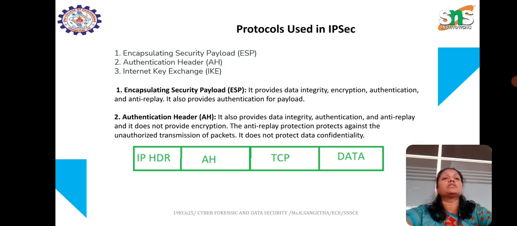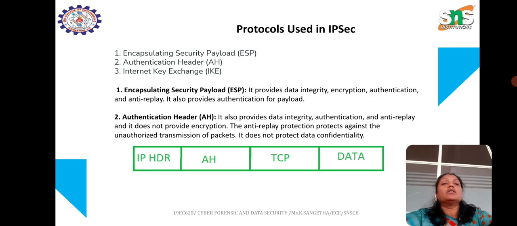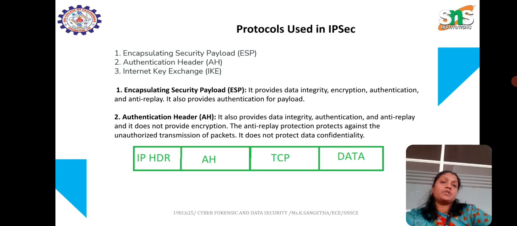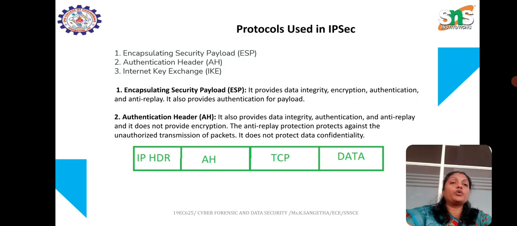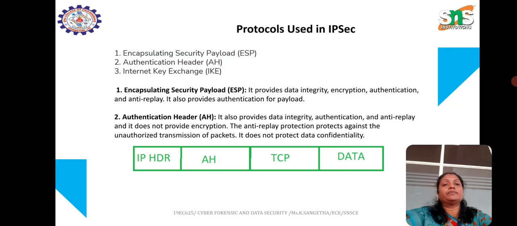The first one is ESP, that is encapsulating security payload. The second one is AH, authentication header. The third one is IKE, internet key exchange. So the encapsulating security payload provides data integrity, encryption, authentication and anti-replay. It also provides authentication for payload.